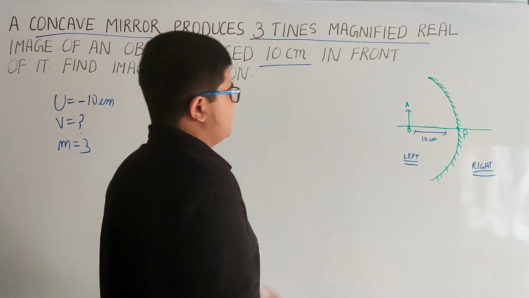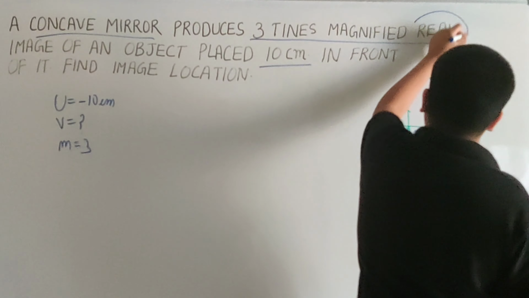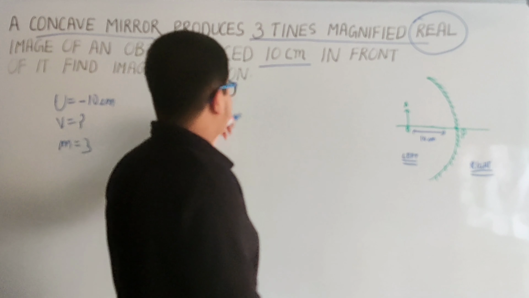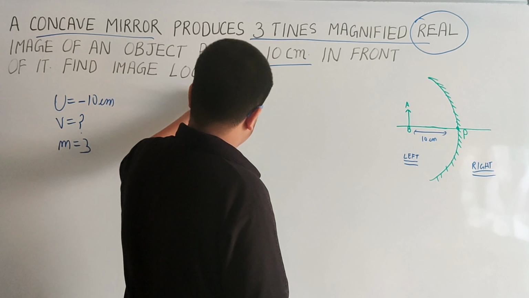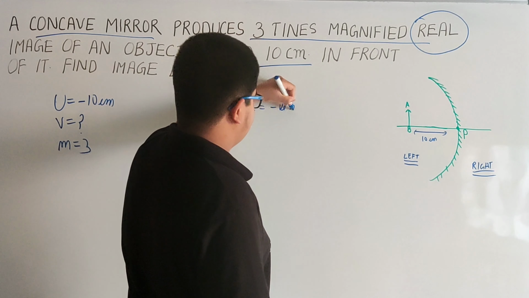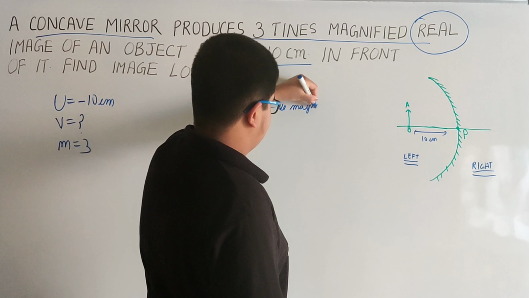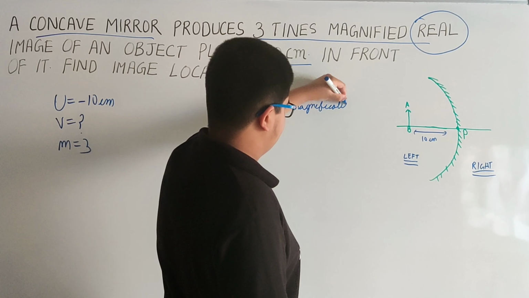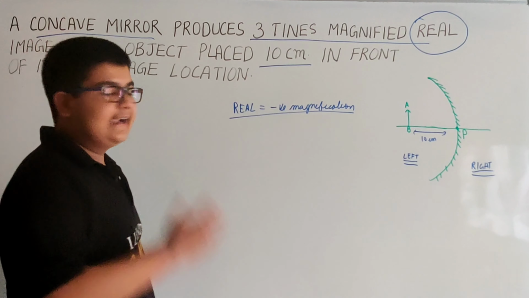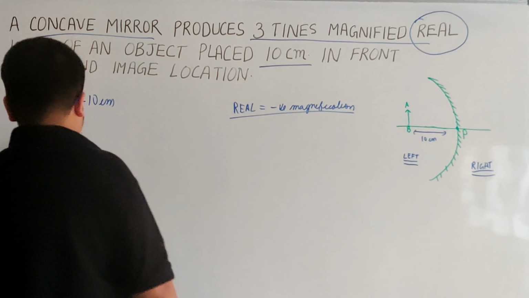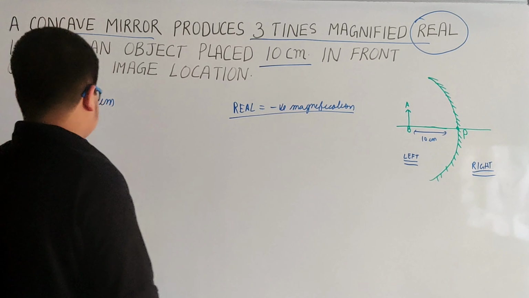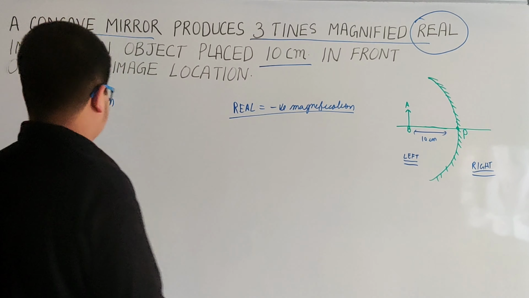Now one thing we notice is that the image is real. I told you earlier in that note that whenever a real image is produced, there is always a negative sign with the magnification. So real image means that magnification will have a negative sign. That's why magnification will be minus 3. So we have put all the sign convention, and now we just have to apply the formula.